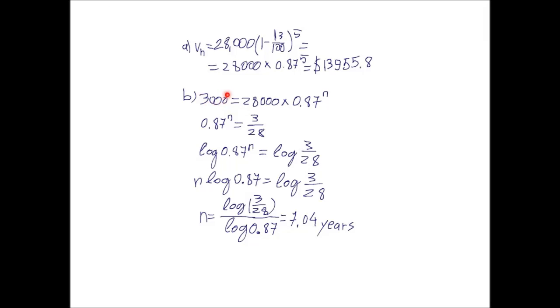So Vn 3,000 is equal to A 28,000 times 0.87, which is 1 minus 13 over 100, 0.87 to the power of n. And now we rearrange this. We move the 28,000 to the other side, or in other words, we divide both sides of this equation by 28,000 and then simplify by 1,000, get rid of these 3 zeros, and we'll have 0.87 to the power of n is going to be equal to 3,000 divided by 28,000, which is actually 3 over 28.